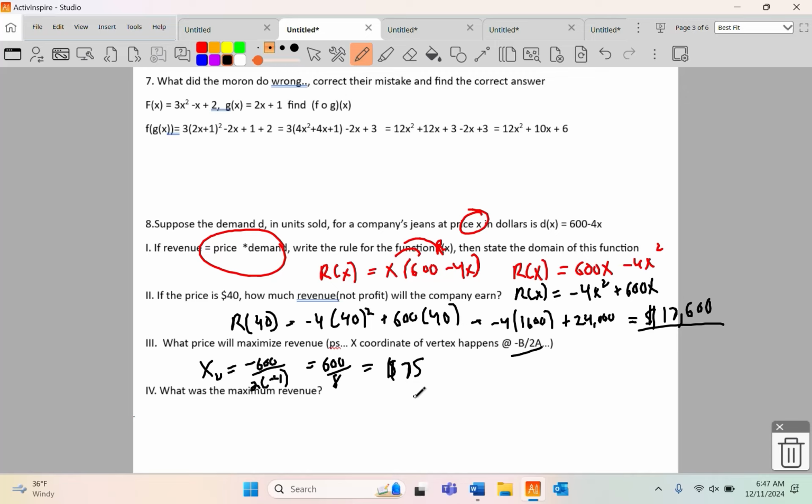What was the maximum revenue? Well, the maximum revenue happens when you plug that 75 back in. It's a bad looking square there, isn't it? Let's just go ahead and erase that and start over. Sorry, I'm wasting your time. My hand is not doing what it's supposed to be doing here. Negative 4 times 75 squared plus 600 times 75, because I plugged back into the original equation. All right, 22,500.